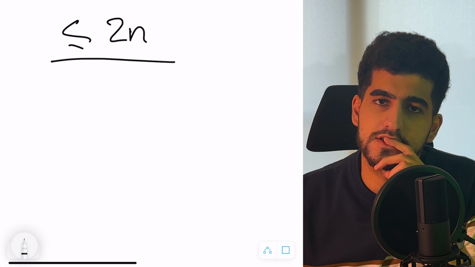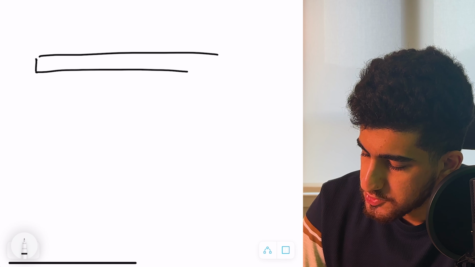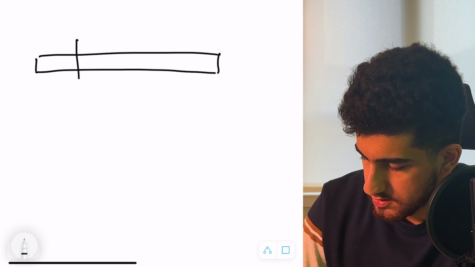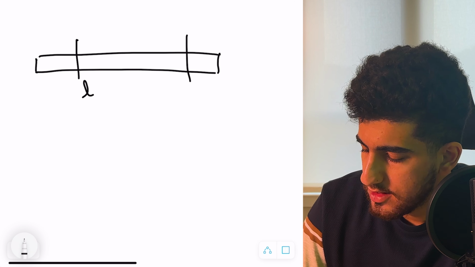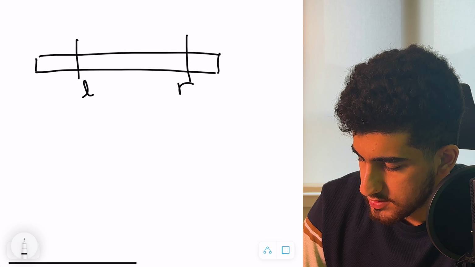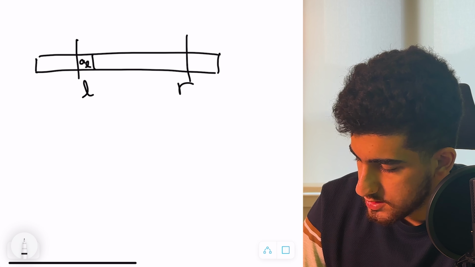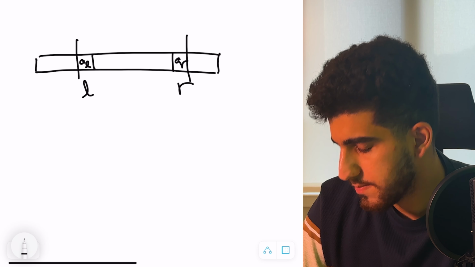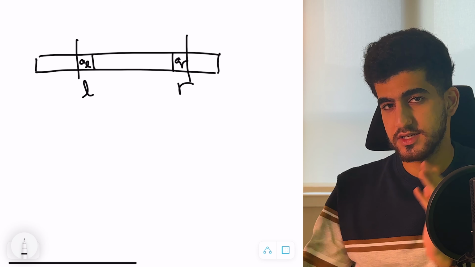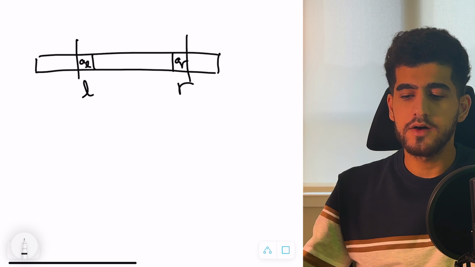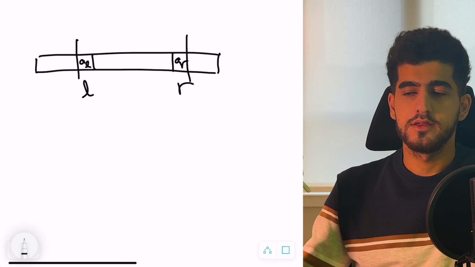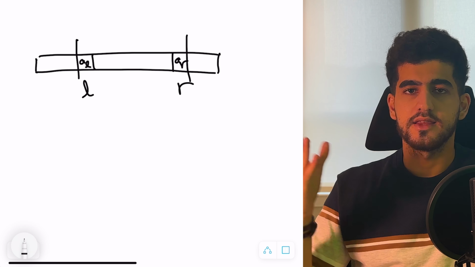Try to prove that. Consider all of those intervals that remain at the end. For example, they are from some L to some R. This value is A of L. This value is A of R. One of these two is greater than the other one. Because obviously, if they are equal, then we can eliminate one of them and the MEX does not change.